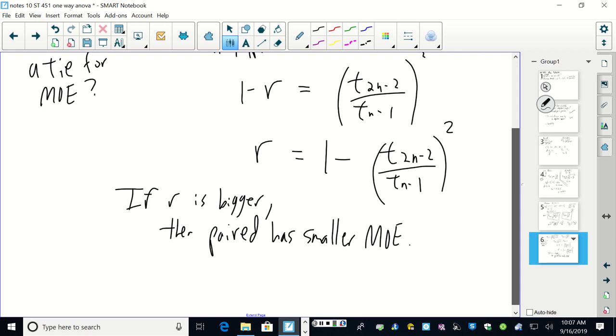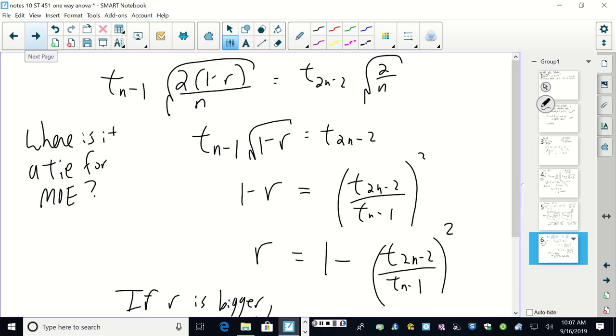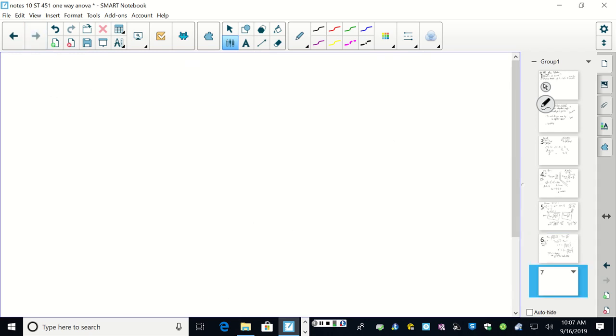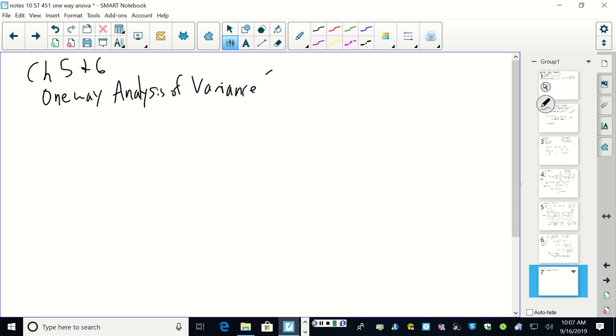The next topic we want to move on to is multiple samples. But are there any other questions about comparing one sample or two samples that we've done? Right, so in chapter 5 and 6 is analysis of variance. One-way analysis of variance, abbreviated ANOVA.